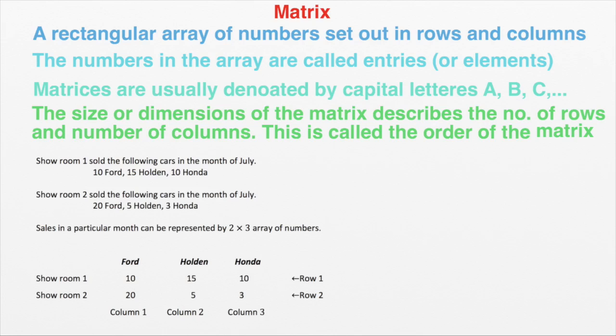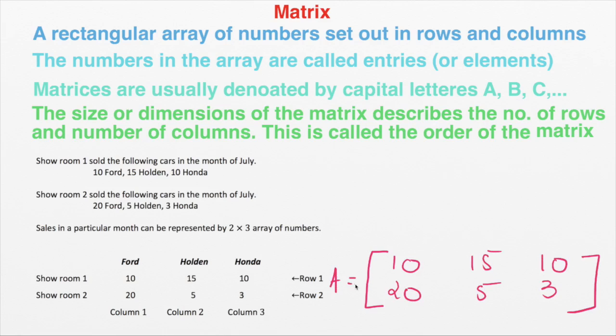So this is the information. Let's try and set this out into an actual matrix. All we have to do is we have rectangular brackets on either side, and we can just write our entries in like this. And there we have our matrix. We need to label it. Let's call this matrix A, and that's it.